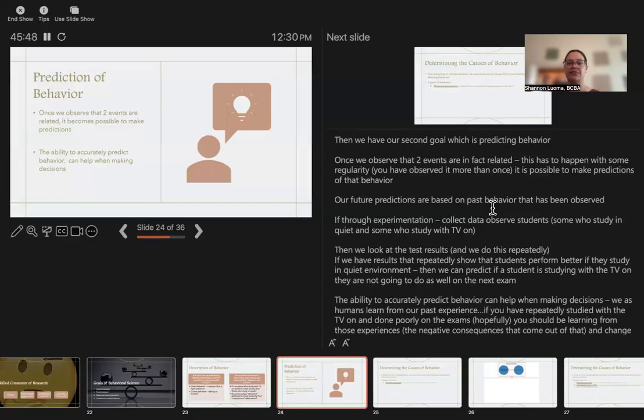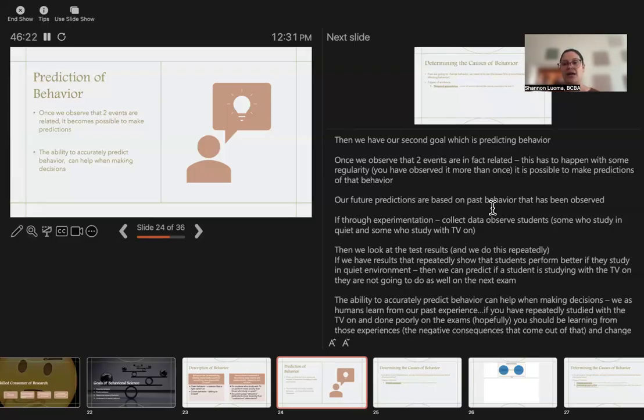And only if we have that replication, results that repeatedly show that students perform better if they study in a quiet environment, only then can you predict future behavior, right? So now, based on all of the past observations of this behavior that we've viewed and collected data on, now we can make a prediction about future behavior. We can say, if a student is studying with the TV on, they're not going to do as well on the next exam. Okay, that's not 100% accurate.